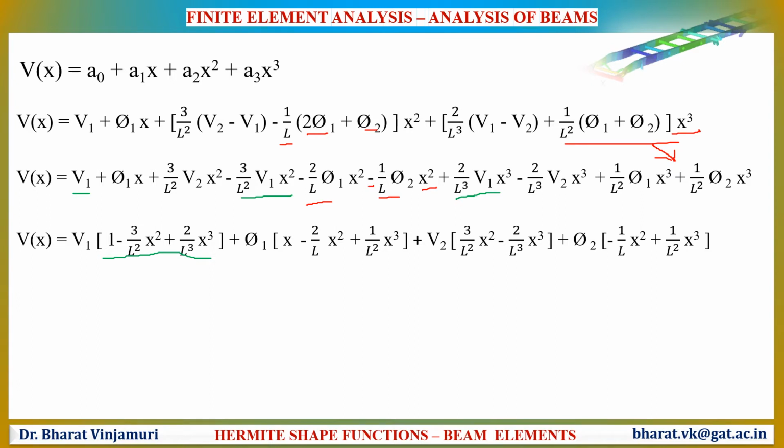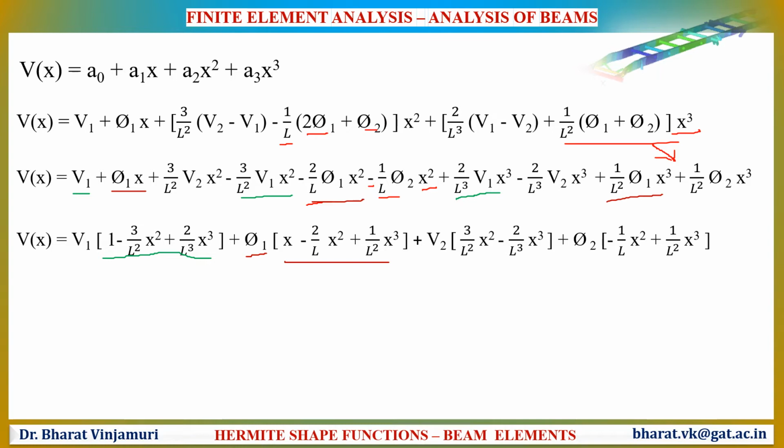Similarly, pi 1 is taken common from pi 1 x minus 2 by L pi 1 x square and 1 by L square pi 1 x cube. In all these three terms, the pi 1 is the common term, common element.